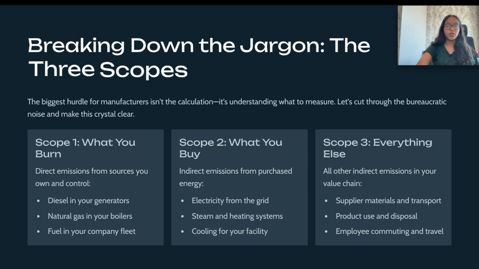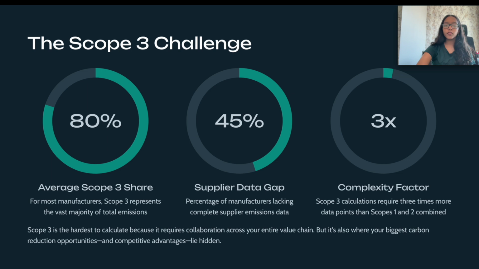Scope 2 is what you buy. This is the emissions from the electricity you purchase from the grid to run your machines. And Scope 3? That's everything else. It's the carbon footprint of the steel you buy from suppliers, the waste you throw out, and even how your customers use your product. For most manufacturers, Scope 3 is the hardest to calculate, but it often makes up 80% of your total footprint.